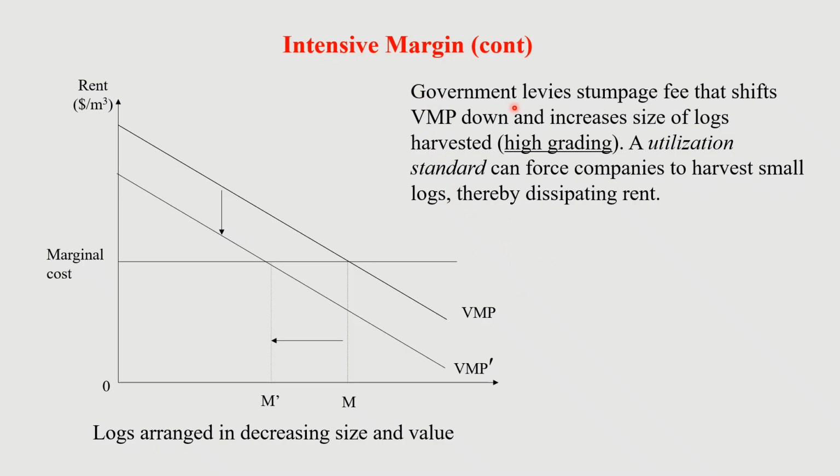Now, government can levy a stumpage fee, which shifts the value of the marginal product down. Think of it as receiving a price for a log, and the government now charges a fee for that log in order to capture the rent. What it does is increase the size of logs that companies are willing to harvest, which leads to what we call high grading. Now, the government can turn around and force companies to harvest small logs by using a utilization standard, but this will dissipate rent. This will reduce the rent available to both the government and the companies.